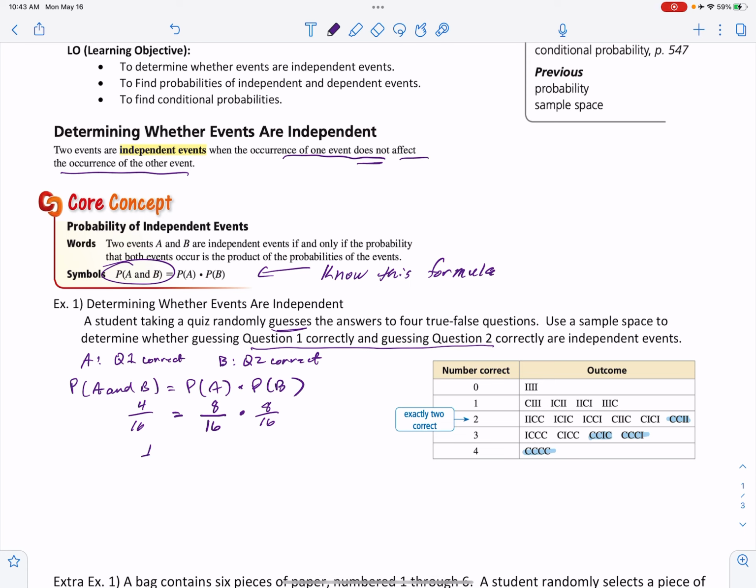And so 4 out of 16 reduces to 1/4. This is a 1/2 times a 1/2. 1/4 equals 1/4. And since it makes that formula true, that is for independent events, they are independent events.